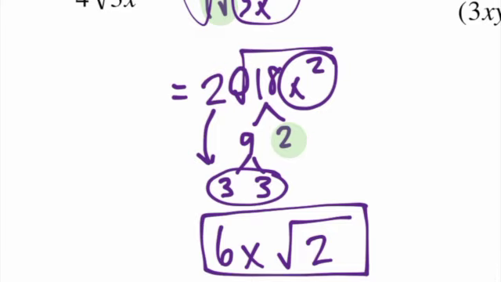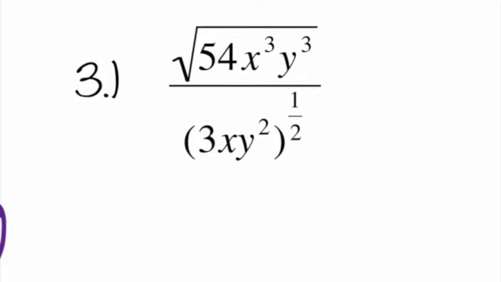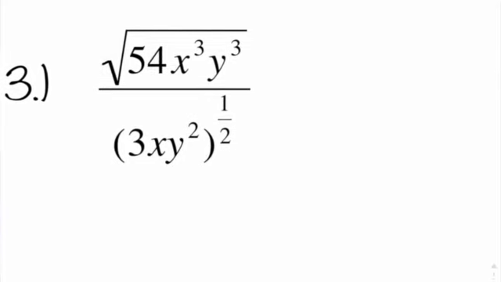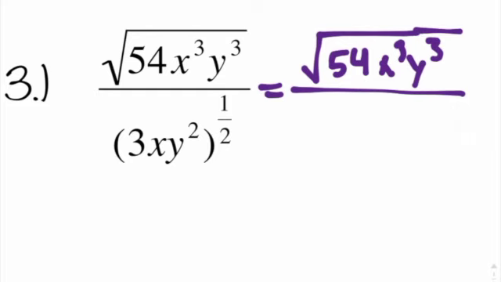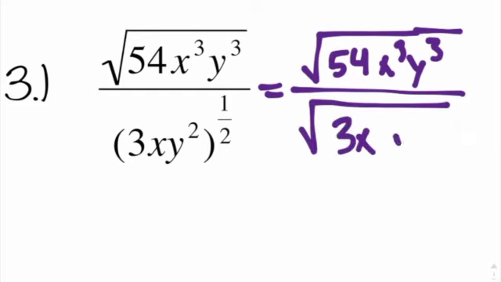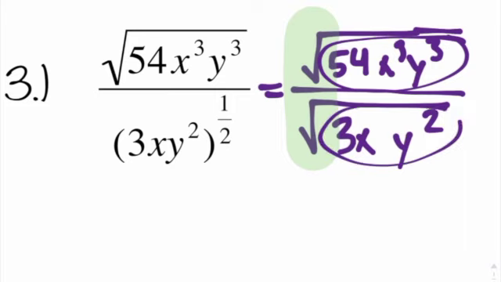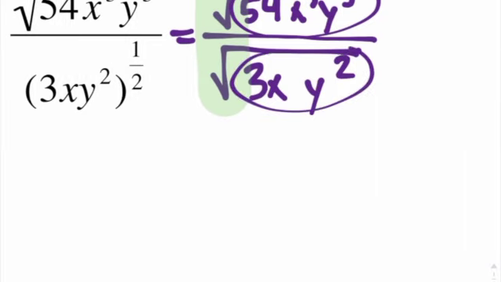Okay. Try one more here. So in this one, just like previous ones, the 1/2, I have to change that into a square root with an index of 2. So I have square root of 54x3y3 over, this changes into a square root as well, of 3xy2. Again, because they have the same root, I can divide everything in here from everything in here under the same root. So I don't have any coefficients, so it's just the radical.